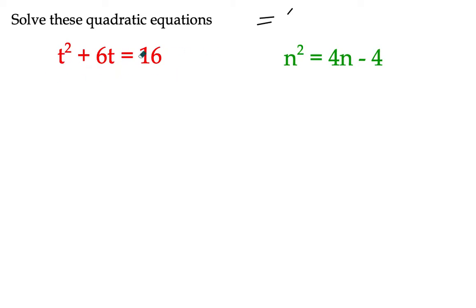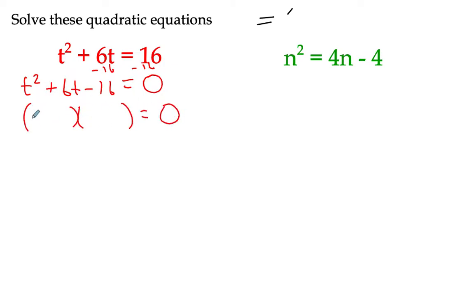So if you get a quadratic equation that doesn't equal 0, then all you need to do first of all is use a little bit of algebra to rearrange it so that it does. That's all. It's got to be equal to 0. So in other words, I need to take 16 away from that right hand side. I need to take 16 away from the left, so I end up with t squared plus 6t minus 16 equals 0.